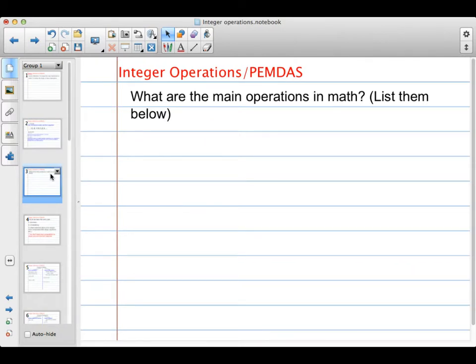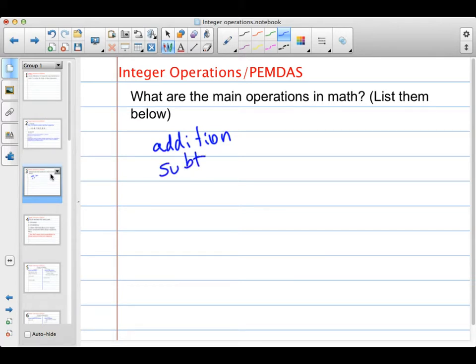So what are the main operations? I want you guys to take a minute to try and list some of them. The main operations in math, so the things that you guys have heard of. Now we can go way back to 1st, 2nd, 3rd grade. Addition is a very important one. We use it just about every single day. Subtraction, multiplication, and division. These are the main four.